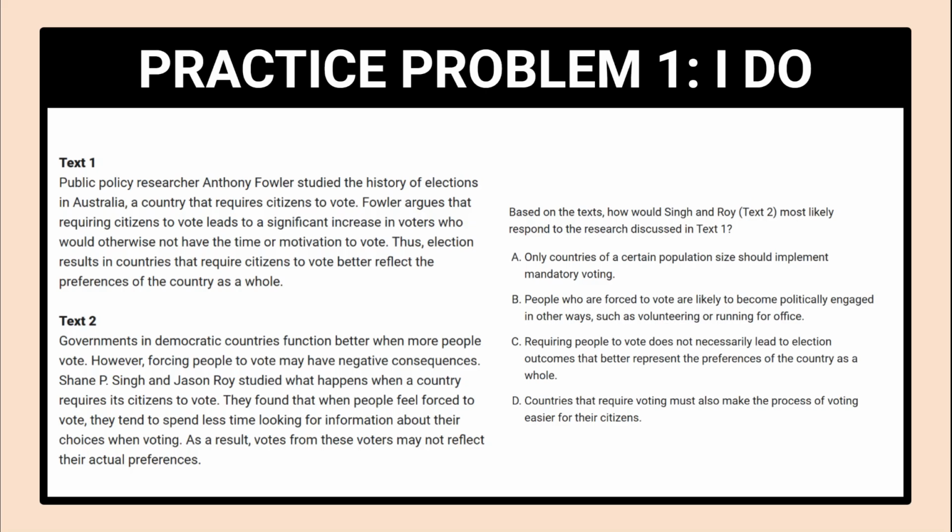So for this one, we can see that C is the best answer here, because text 2 is essentially stating that requiring people to vote doesn't necessarily lead to election outcomes that better represent the preferences of a country as a whole. So essentially, even though more people vote here, it doesn't really mean that it reflects the preferences of a country because they're being forced to vote. They don't really focus on information, and it doesn't really focus on the preferences. They're only voting for the sake of voting, which contrasts with what text 1 is saying.